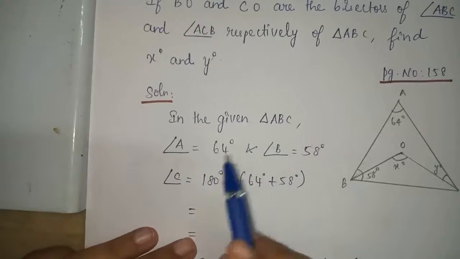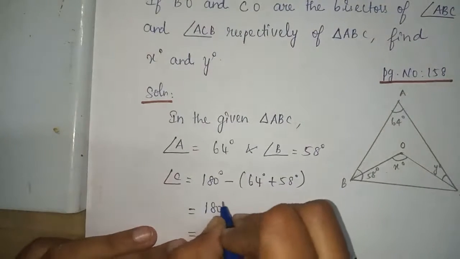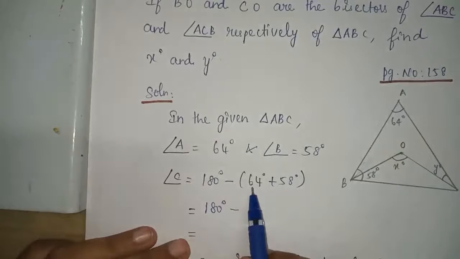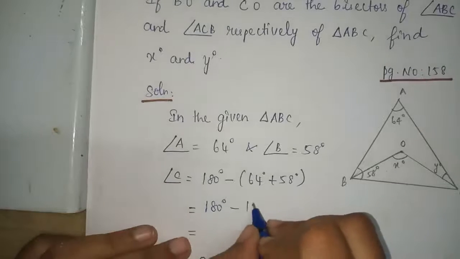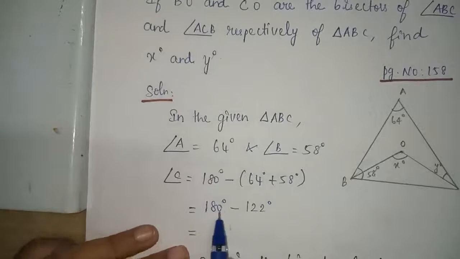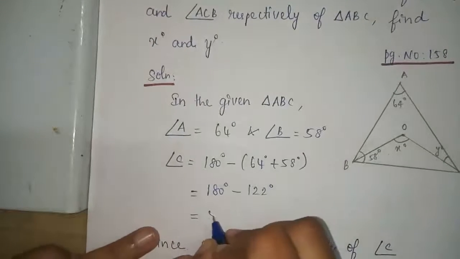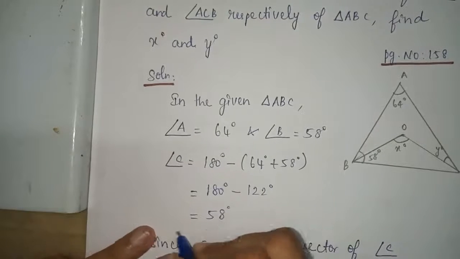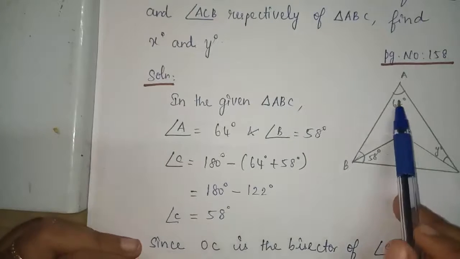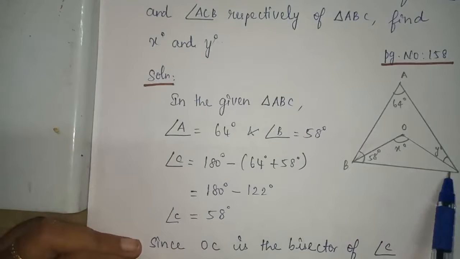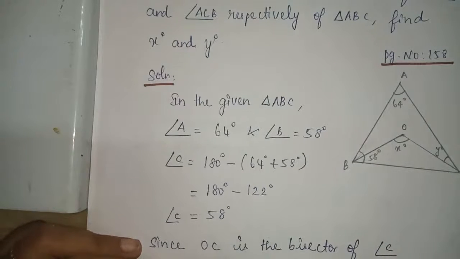So that is what angle C will be. So 180 degree minus 64 degree plus 58 degree. So 64 degree plus 58 degree is 122 degree. So 180 degree minus 122 degree is 58 degree. So now we have found the value of angle C. So this is 64, this is 58, angle C is also 58 degree.